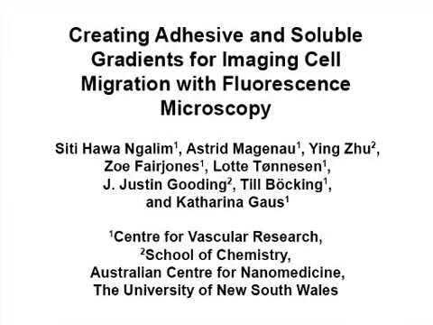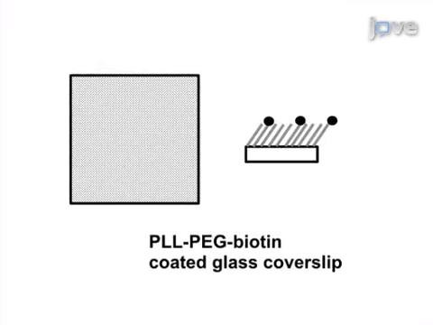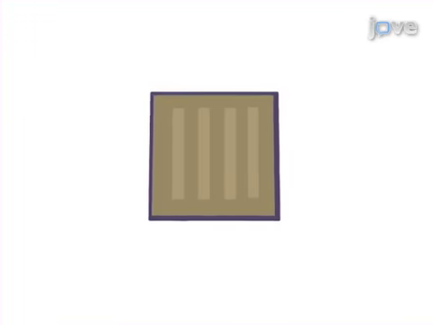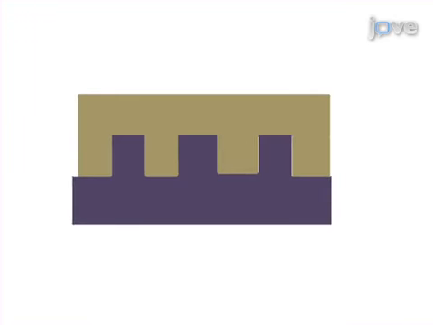The overall goal of this procedure is to create adhesive and soluble gradients to study cell migration. This is accomplished by first passivating a surface to prevent nonspecific cell adhesion. The second step is to fabricate stamps for microcontact printing.